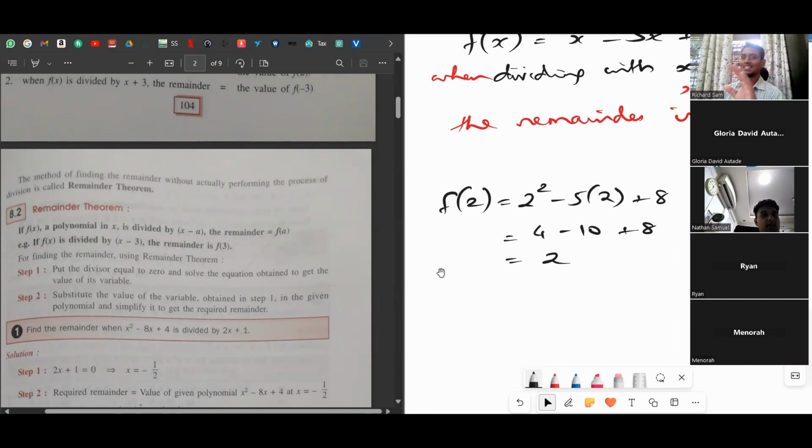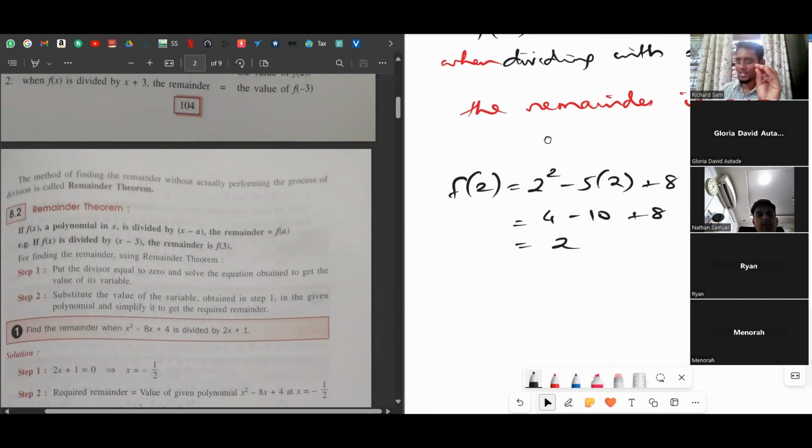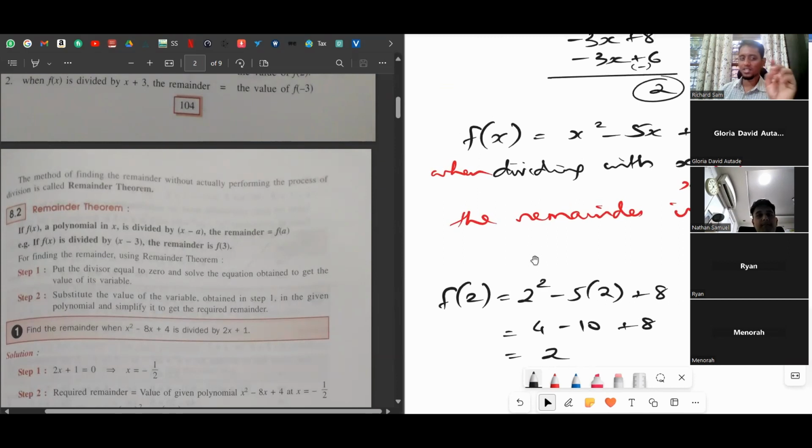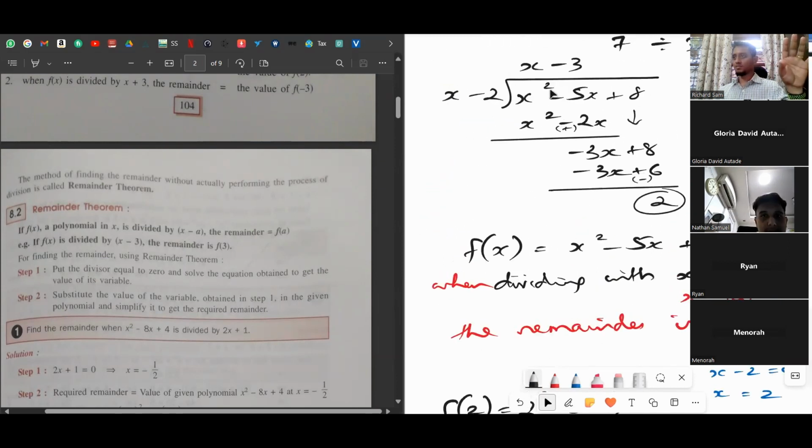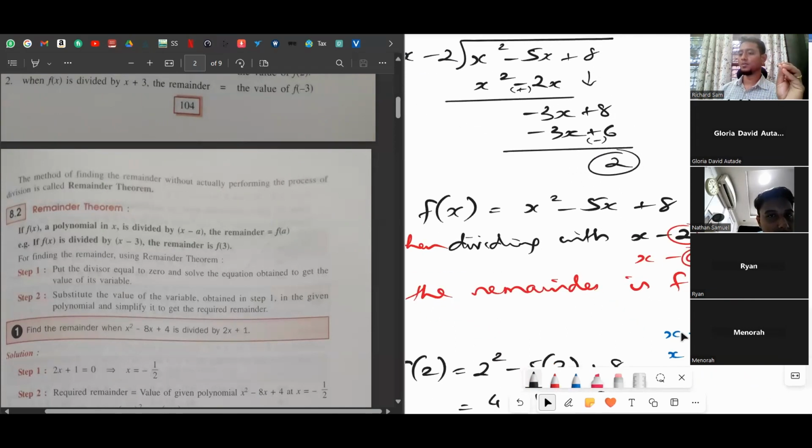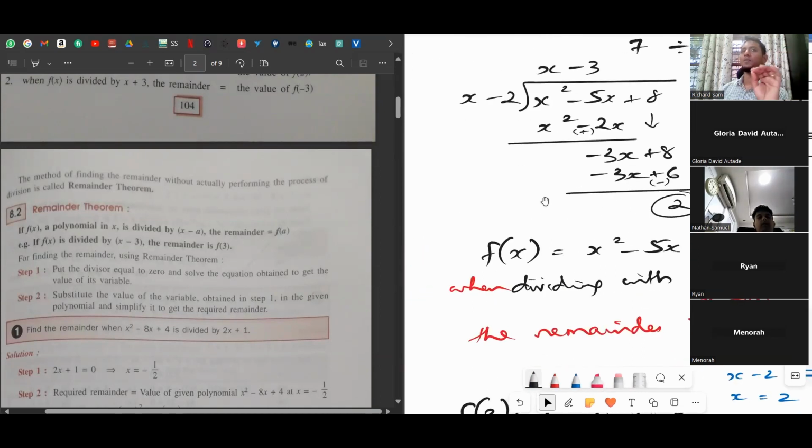It's slightly confusing, but just understand, I'll say this once again. The expression that you're dividing, you will take it as f of x. What are we dividing f of x with? x minus 2. From this x minus 2, you find out the value of x. How do you find the value of x? Put x minus 2 equal to 0. So x will be 2. So to find the remainder, you just have to do f of 2. That's the remainder theorem.